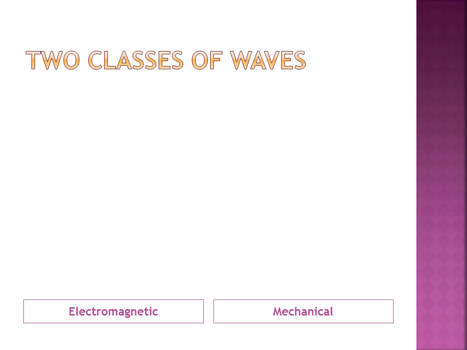There are two main classes of waves: electromagnetic and mechanical. Now I want to separate these from transverse and longitudinal, which we already talked about. Transverse and longitudinal just describe whether the wave moves up and down or oscillates side to side. Electromagnetic and mechanical, however, actually describe the properties of that specific wave.